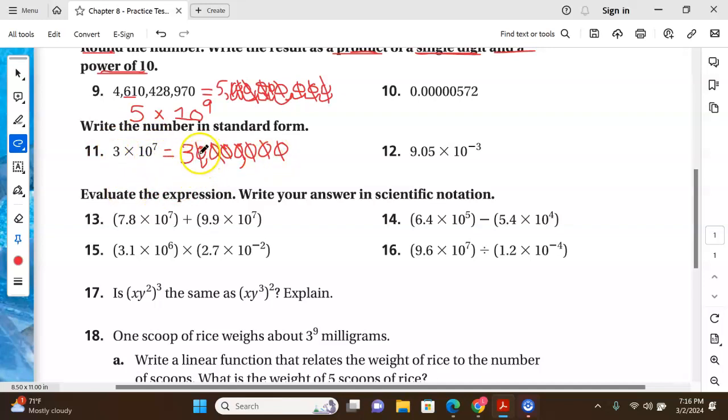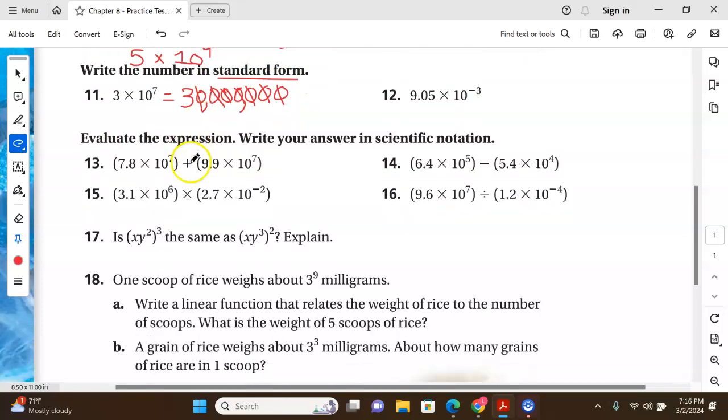So the answer again is 30 million. That's how you write that in standard form. All right, this one says evaluate and then write the answer in scientific notation. This is adding, subtracting, multiplying, and dividing scientific notation right here.